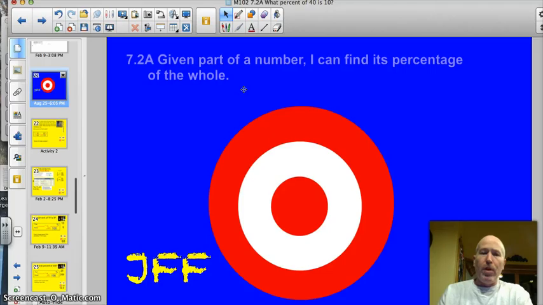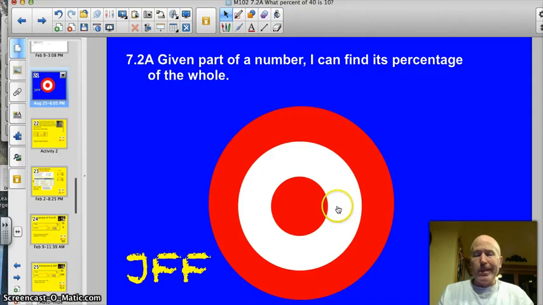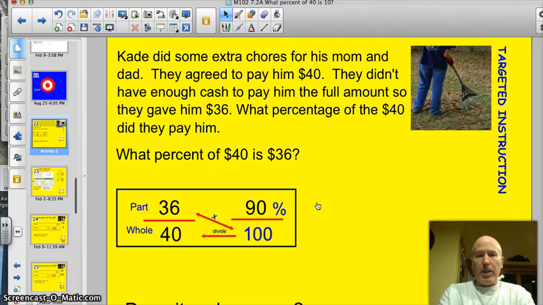Officially tonight is 7.2a. Given part of a number, I can find its percentage of the whole. Sounds complicated, doesn't it? I'm going to make it easy for you tonight. Let's do this thing. All right, let's talk about Cade.